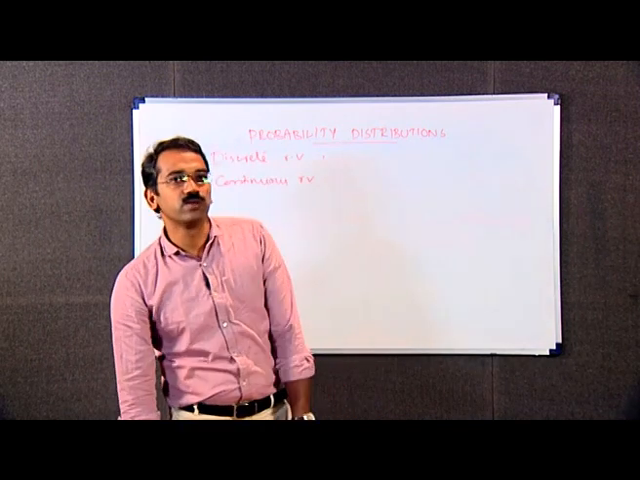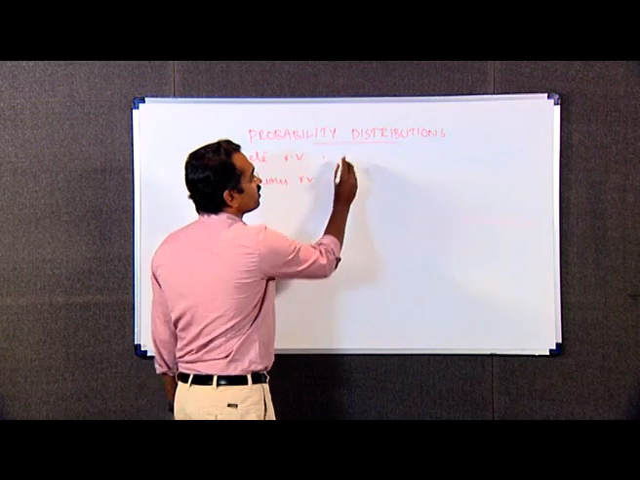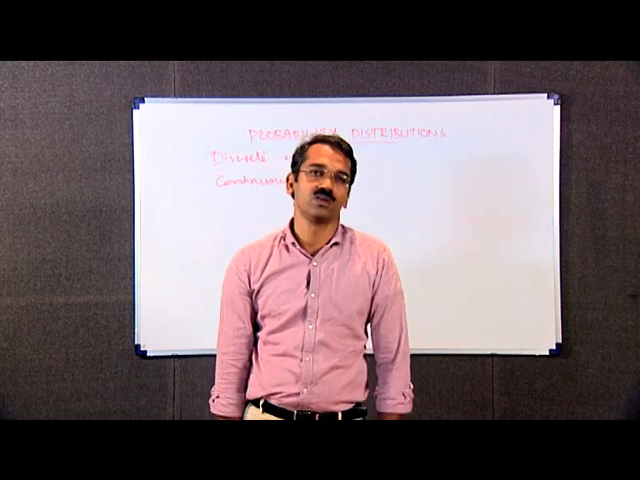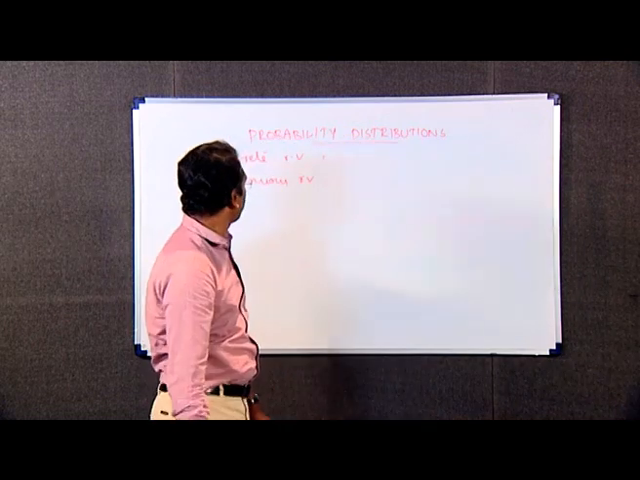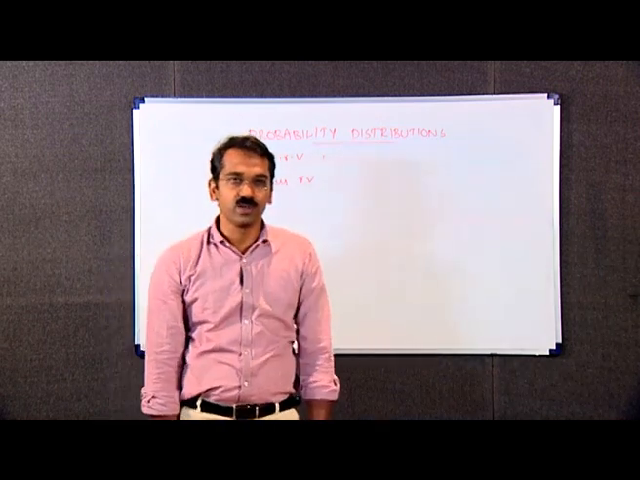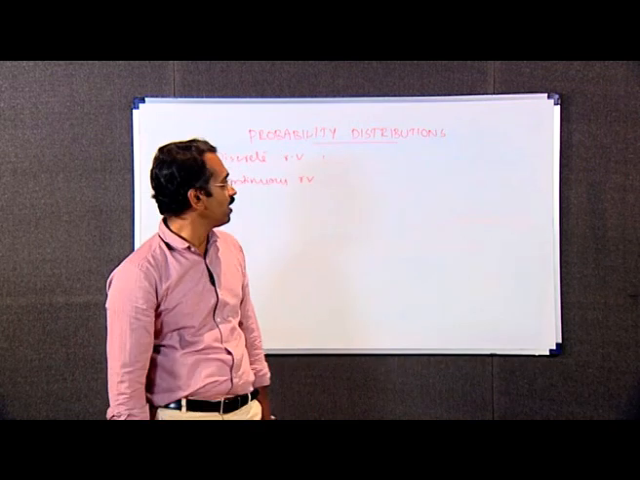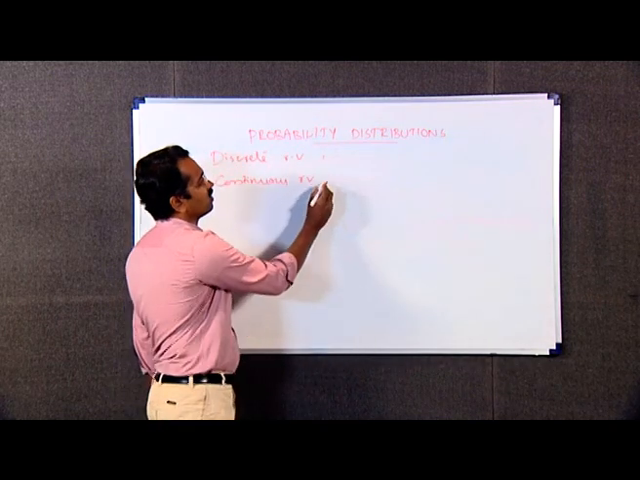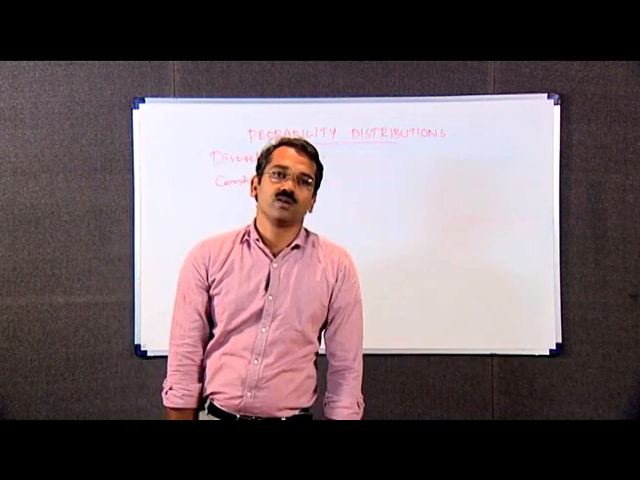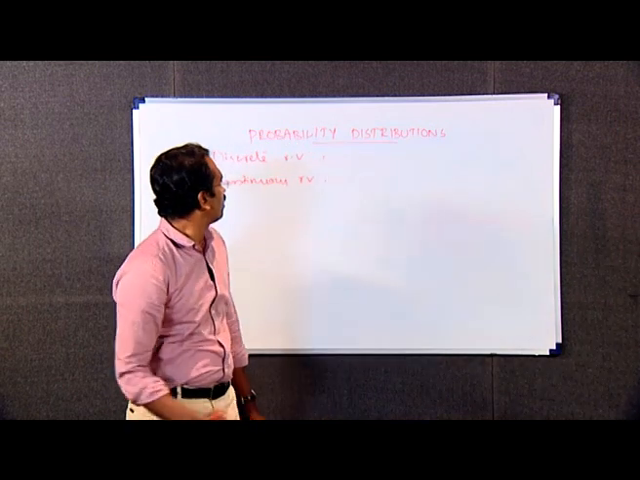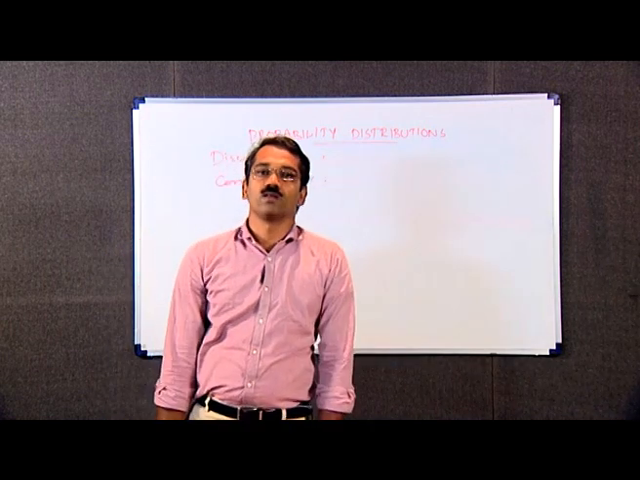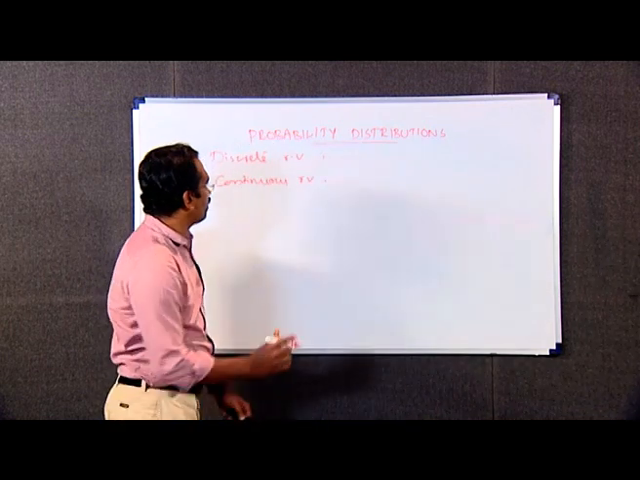A random variable which takes a finite number of values or a countably infinite set of values is known as a discrete random variable, and a random variable which takes values in an interval, that is the values are in between some limits, then such random variables are said to be continuous random variables. Now, the probability distribution.